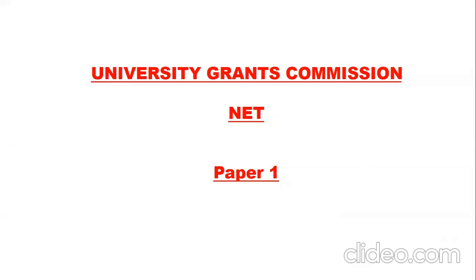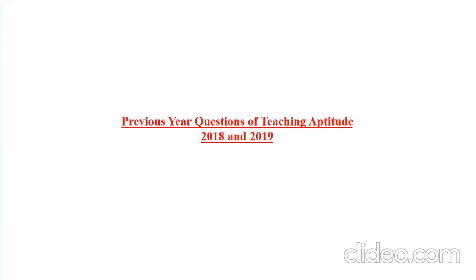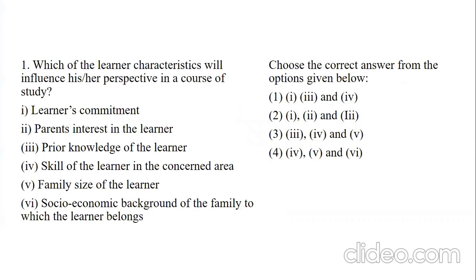We are going to discuss, as decided, the university questions of UGC NET Paper 1, and the topic will be teaching aptitude. We are going to take two years' question papers, specifically focusing on the teaching aptitude topic, that is years 2018 and 2019. So let's start for the day.